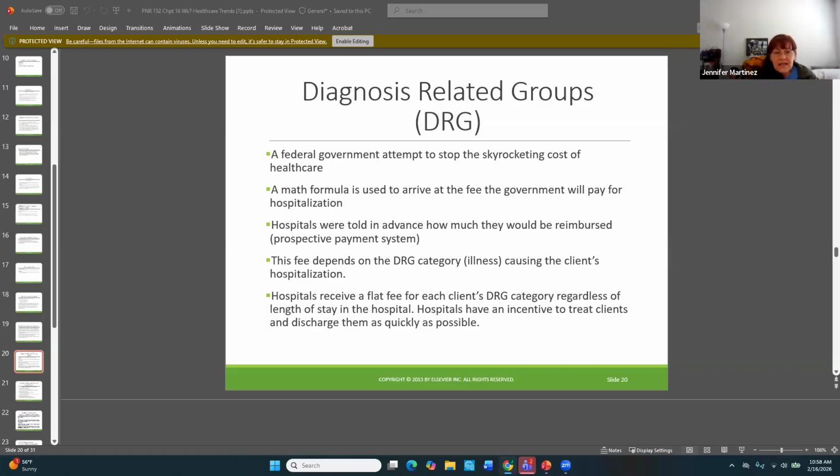Same thing if somebody gets a catheter associated UTI or a central line infection. Or what if the patient falls and breaks the hip on the way to the bathroom? All right. Those are not going to be covered by insurance because it was a preventable illness. Okay. So big, huge focus on quality of care versus quantity of care.